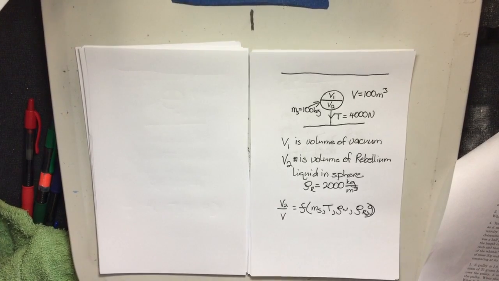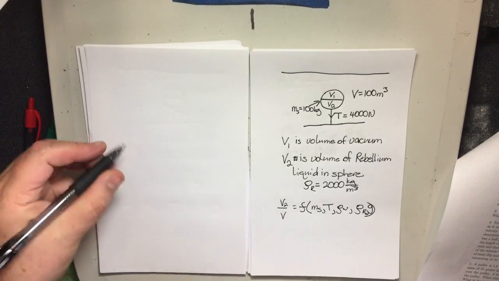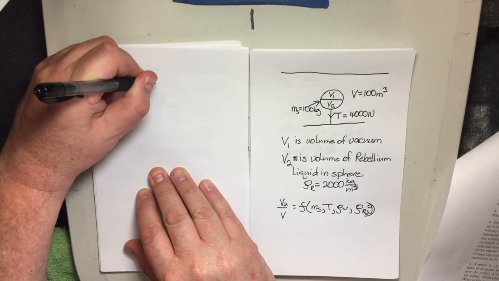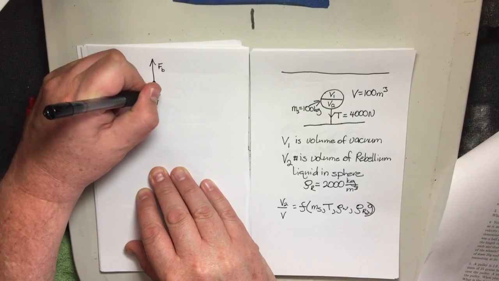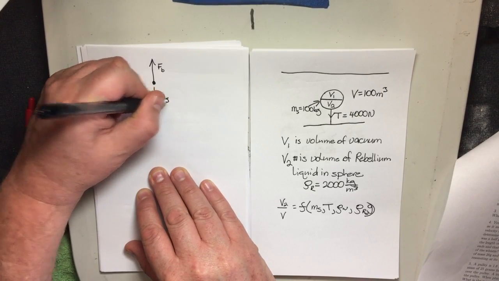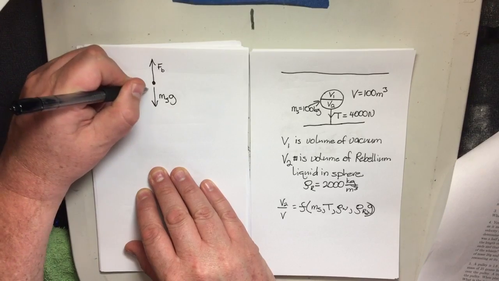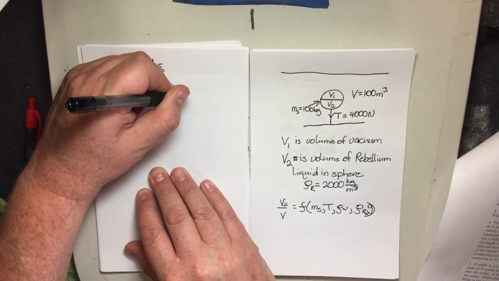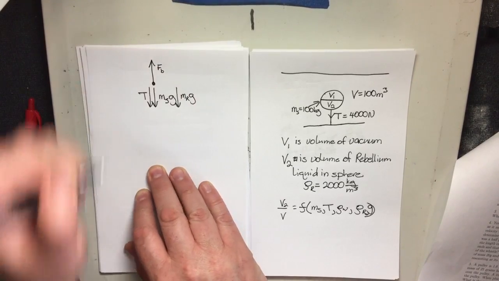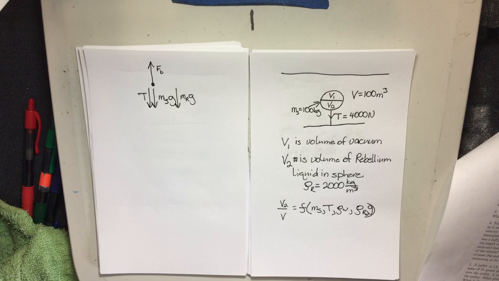We're going to explore this problem. The forces on the sphere are buoyant force, mass of the sphere times gravity, tension, and then the mass of rebellium times gravity. So there are three forces acting on it. V1 is vacuum. It has no mass. Or you could say it's a gas and its density is so light that it doesn't really matter.